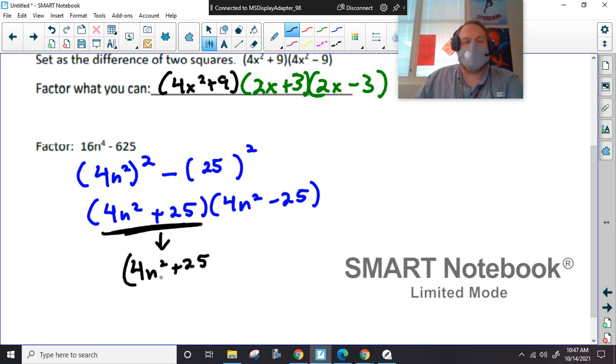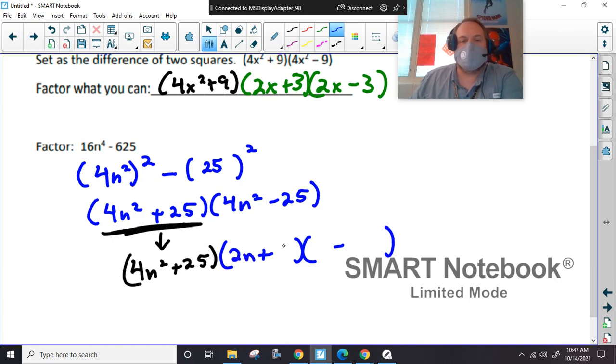I'm thinking y'all need more sit-up, fill-in-the-blank type stuff. Now, on this back end, we can do this as a difference of two squares. The square root of 4 would be 2. The square root of 25 is 5.